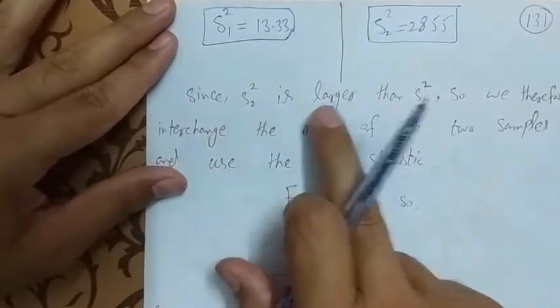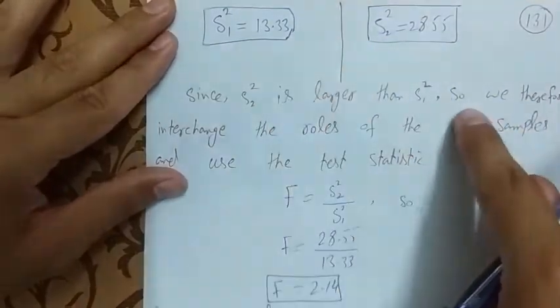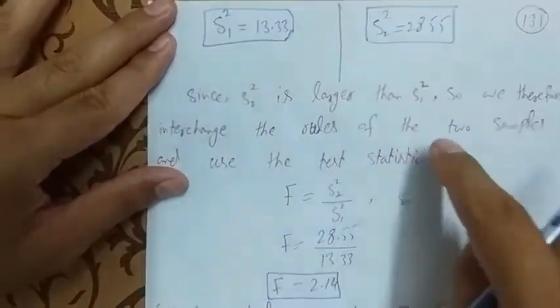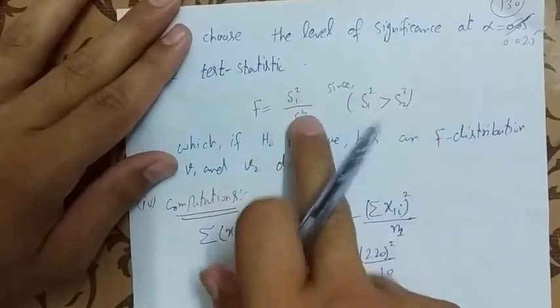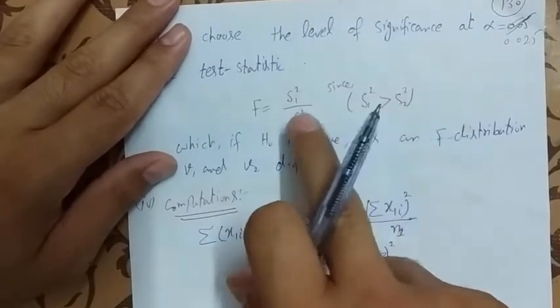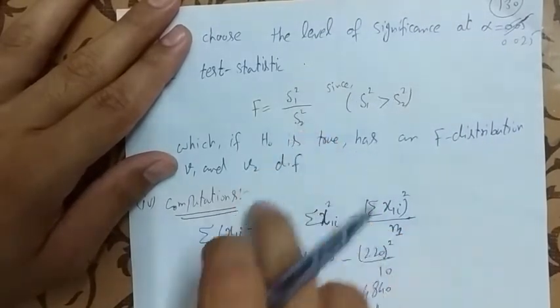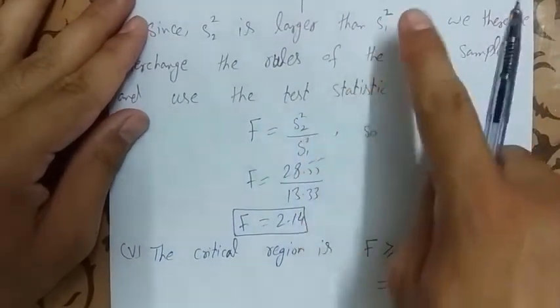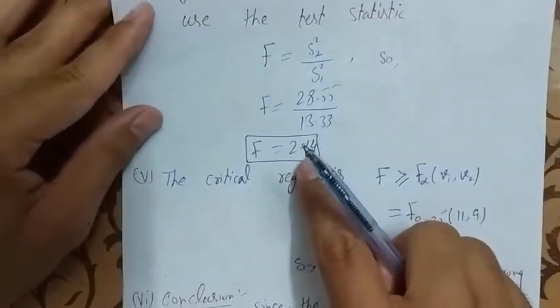Since S2 square is larger than S1 square, we interchange the roles of the two samples and use the test statistic. I already explained this, students. If S1 square is greater than S2 square, we use this. If S2 square is greater than S1 square, we turn it, meaning the denominator comes in the numerator and the numerator comes in the denominator. So we use S2 square over S1 square. Solving this, the result is 2.14.